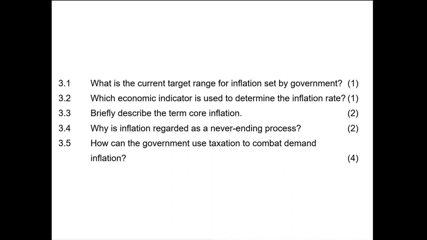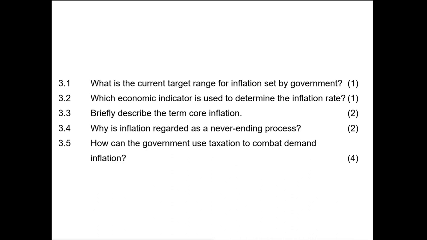Oh, yes, we've got a comment there from, I'm assuming this is Roosendaal High School, Mr. Lewis. So 3.2 CPI, Consumer Price Index. Okay, thank you so much. Or it could be the Producer Price Index. Thank you. So either one of those indicators, Consumer Price Index or the Producer Price Index. Thank you so much for that there, Mr. Lewis. So let's move on.